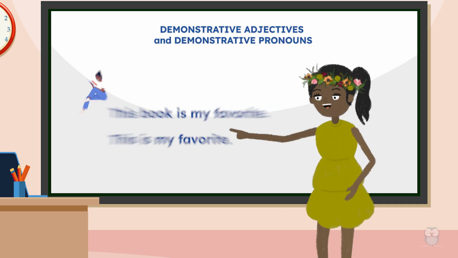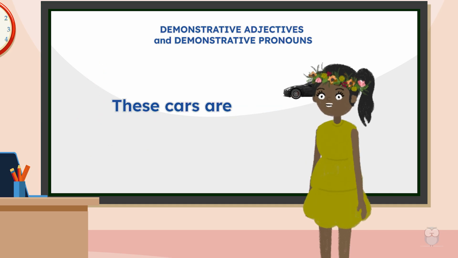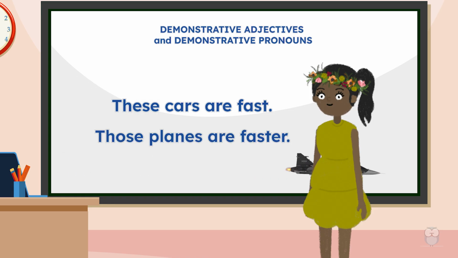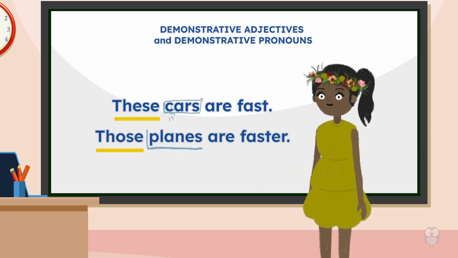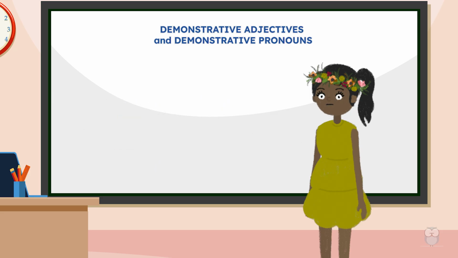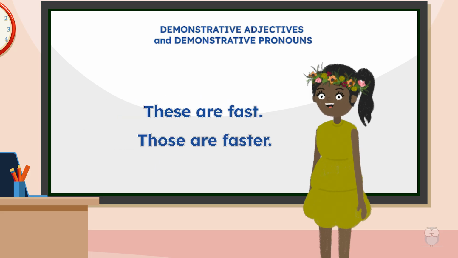Take a look at these sentences. These cars are fast, and those planes are faster. In both sentences, these and those are demonstrative adjectives because they describe the nouns cars and planes. But if I said these are fast and those are faster, now we have demonstrative pronouns because these and those are not describing nouns, they are replacing them.